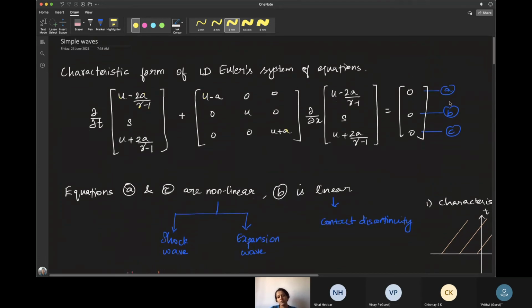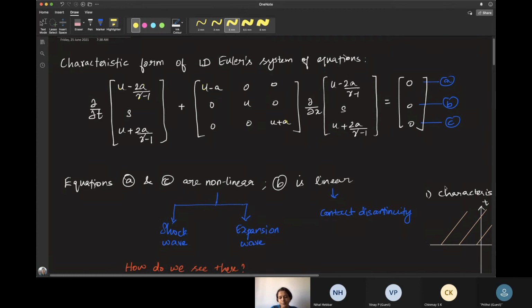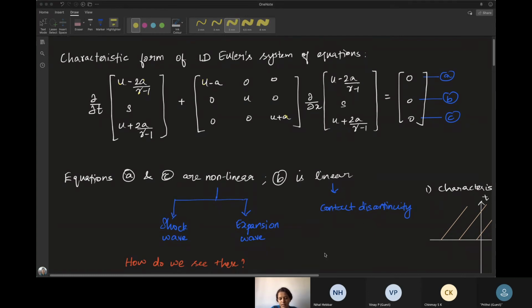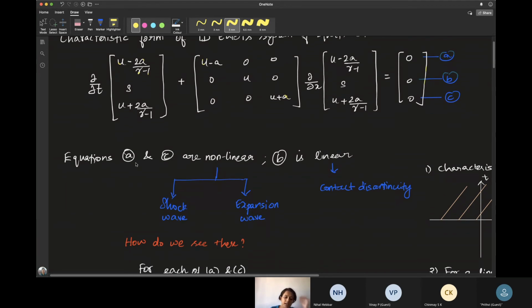Now this is our diagonal matrix. We made the coupled system of Euler's equations into a decoupled system. And that was our characteristic form. And then, some of these equations A, B, and C are nonlinear and B is linear. So here A and C are nonlinear and B is linear.